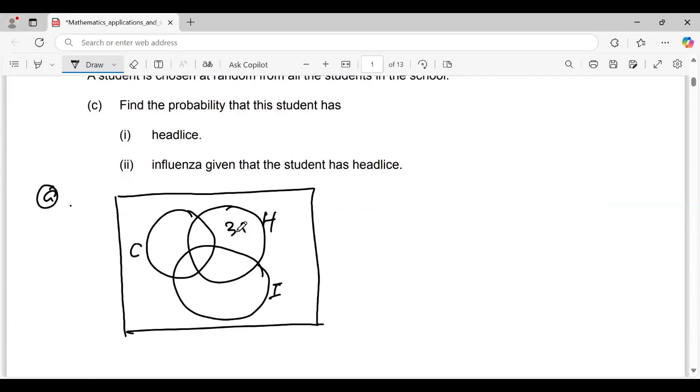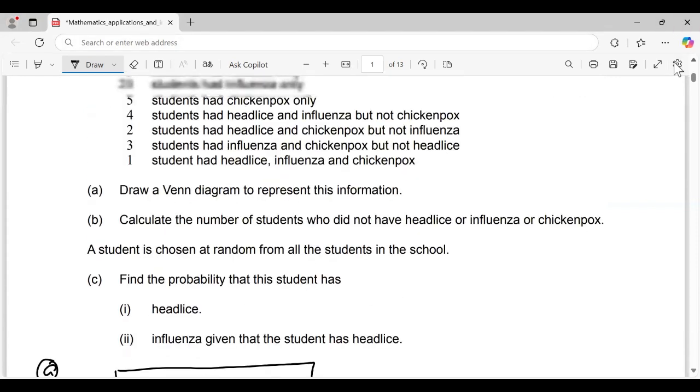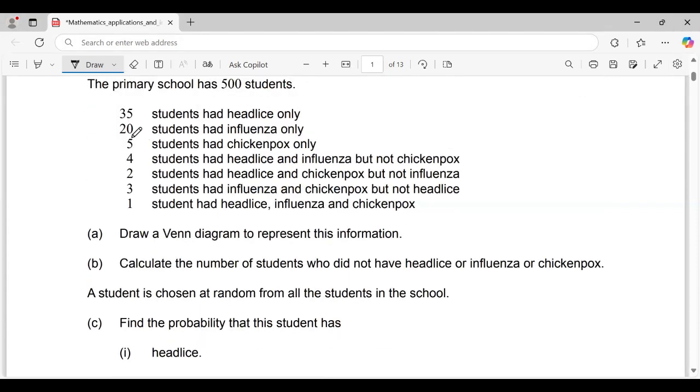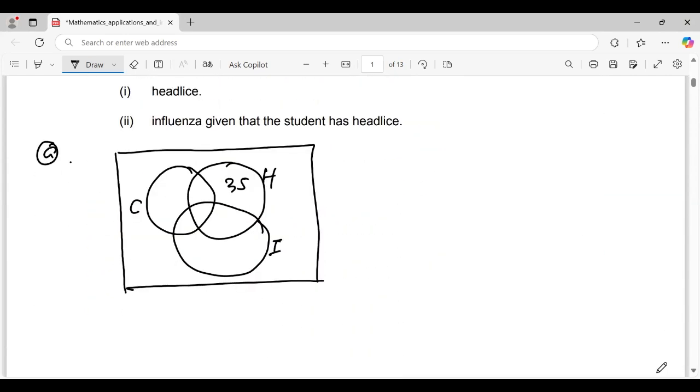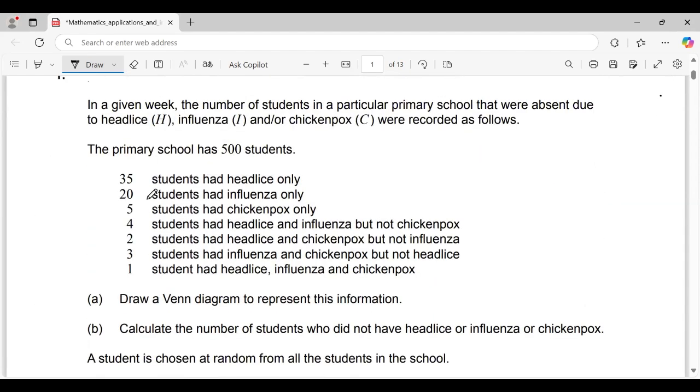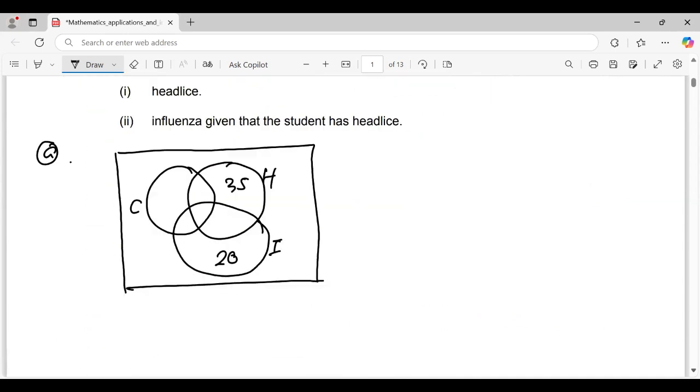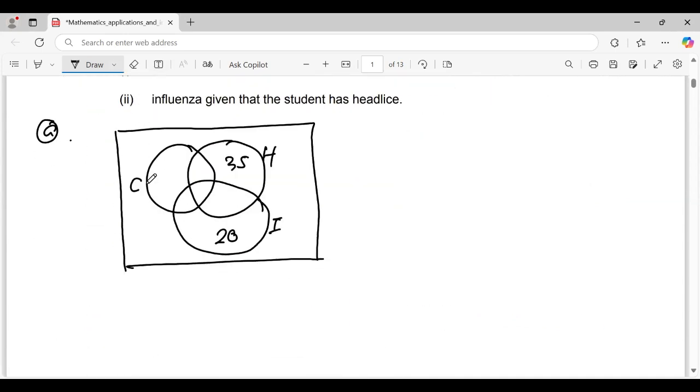Head lice, only head lice, 35. What else? 20 students had influenza only. Influenza only, it means 20 here. Next, 5 students had chickenpox only. 5 here, as in the information.